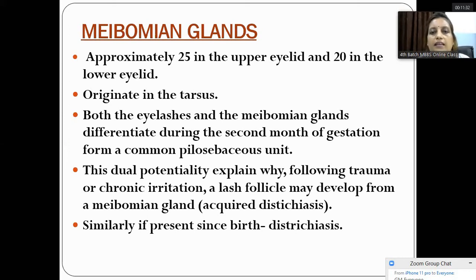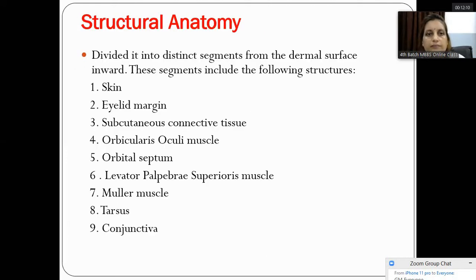So distichiasis is the misalignment of the eyelashes. It is not entropion or ectropion, which is inward rolling or outward rolling of the lid margin, but rather it is a misalignment of the lashes. So distichiasis is an extra row of lashes, which can be congenitally present or it can be acquired distichiasis. Acquired distichiasis follows trauma or chronic irritation.